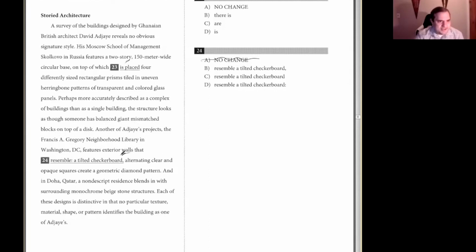So this would be an independent clause when we get to the end of the phrase tilted checkerboard. Alternating clear and opaque squares, right? Ooh, I see what they did. Alternating clear and opaque squares create. Okay, so this is also an independent clause, right? Like the alternating squares create a pattern. So we have 2 independent clauses. The only thing here that can join 2 independent clauses is that colon, right? So that is why D is our answer.